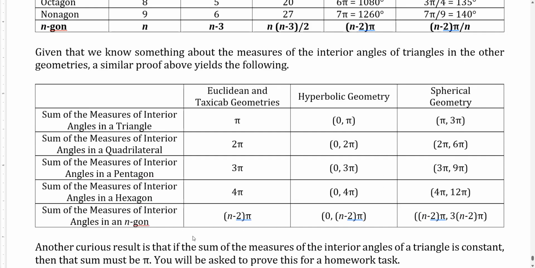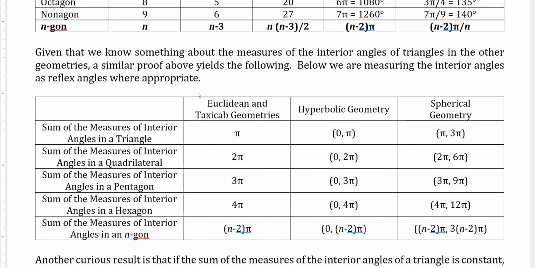Okay, so now we know a lot about the sum of the measures of the interior angles of triangles in various geometries. And we know from that we can get the sum of the measures of the interior angles of any quadrilateral or any pentagon. We are measuring angles as reflex angles where appropriate.